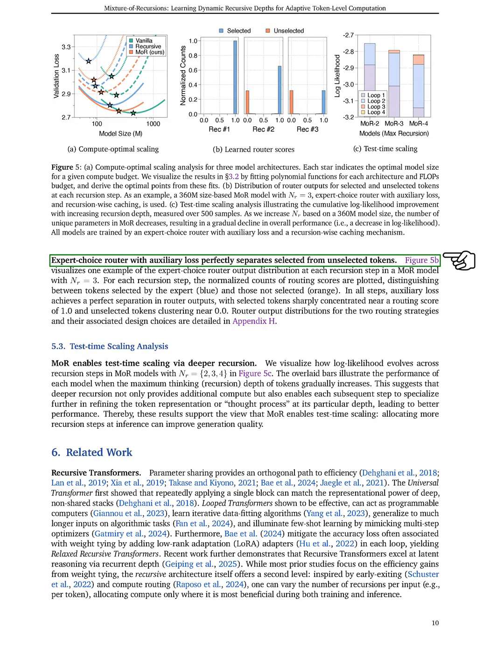Our visualizations show that at each recursion step, the routing scores for selected tokens cluster around 1, while unselected tokens cluster near 0, demonstrating perfect separation. Lastly, we visualize how log likelihood changes across recursion steps in MoR models with varying maximum recursion depths.